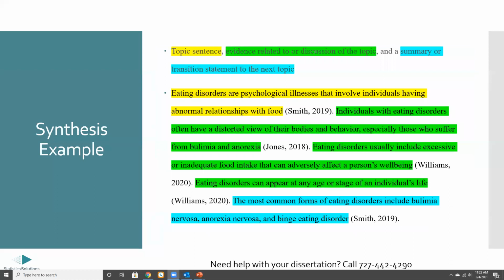And here's an example of a typical paragraph, right? Synthesizing information, where we have the yellow as the topic sentence, the evidence or discussion sentences that elaborate on the topic, and the summary or transition statement. And this is just an example. Again, you want to get some of the information from the studies that include things like the findings and the purpose.